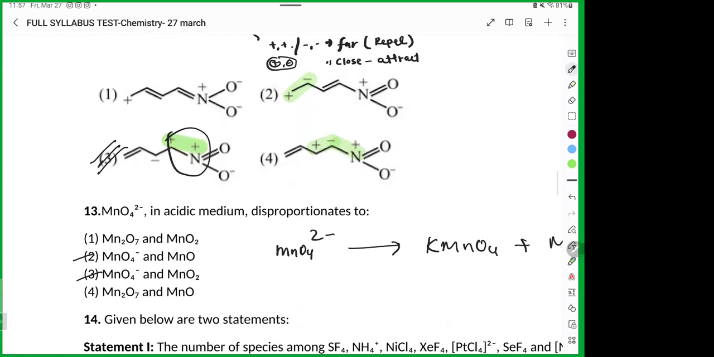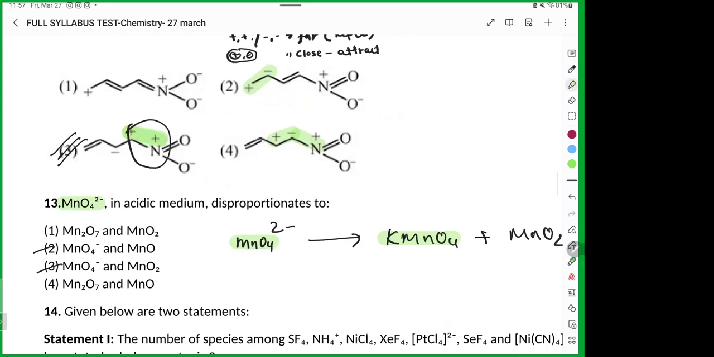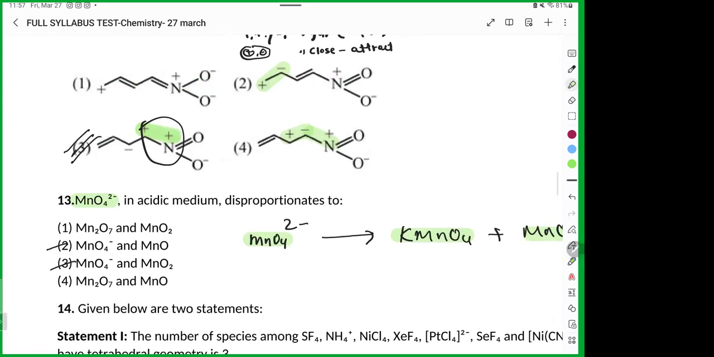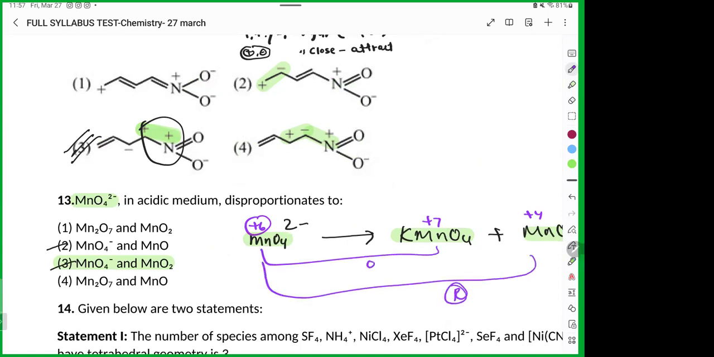KMnO4 direct reaction. K2MnO4, when we use it in the preparation of KMnO4, MnO2 is produced. Done. This is a disproportionation reaction. How do we know? Here you have +6 charge. This is +7. This is +4. So this one is oxidation. This one is reduction. Any doubt, guys?